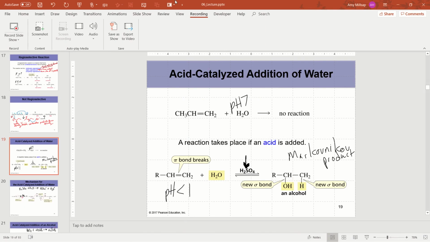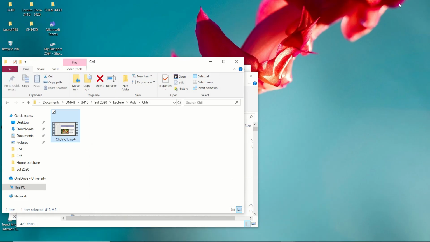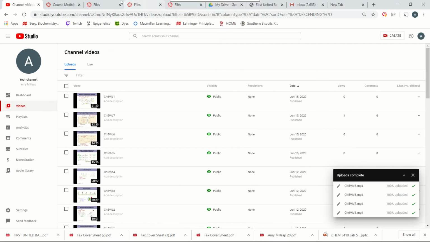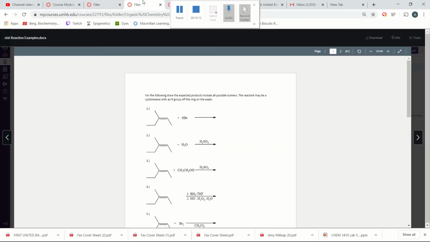I'm going to pull up your functional group notebook assignment. So you should be prepared to answer the questions. We've done the halo acids, so we should now be able to answer question 1 on the extra assignment for the following drawing. Draw the expected products and include all possible isomers.